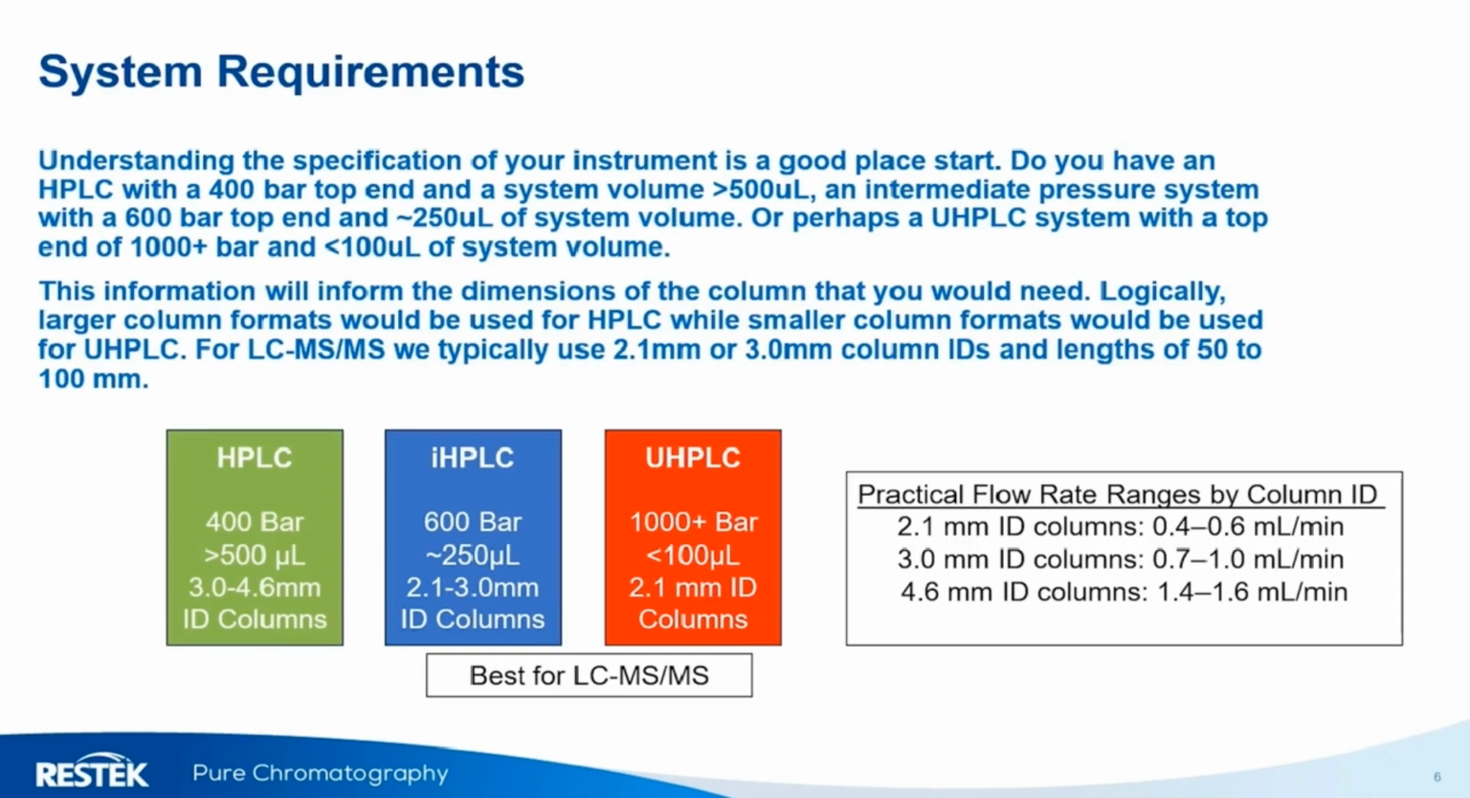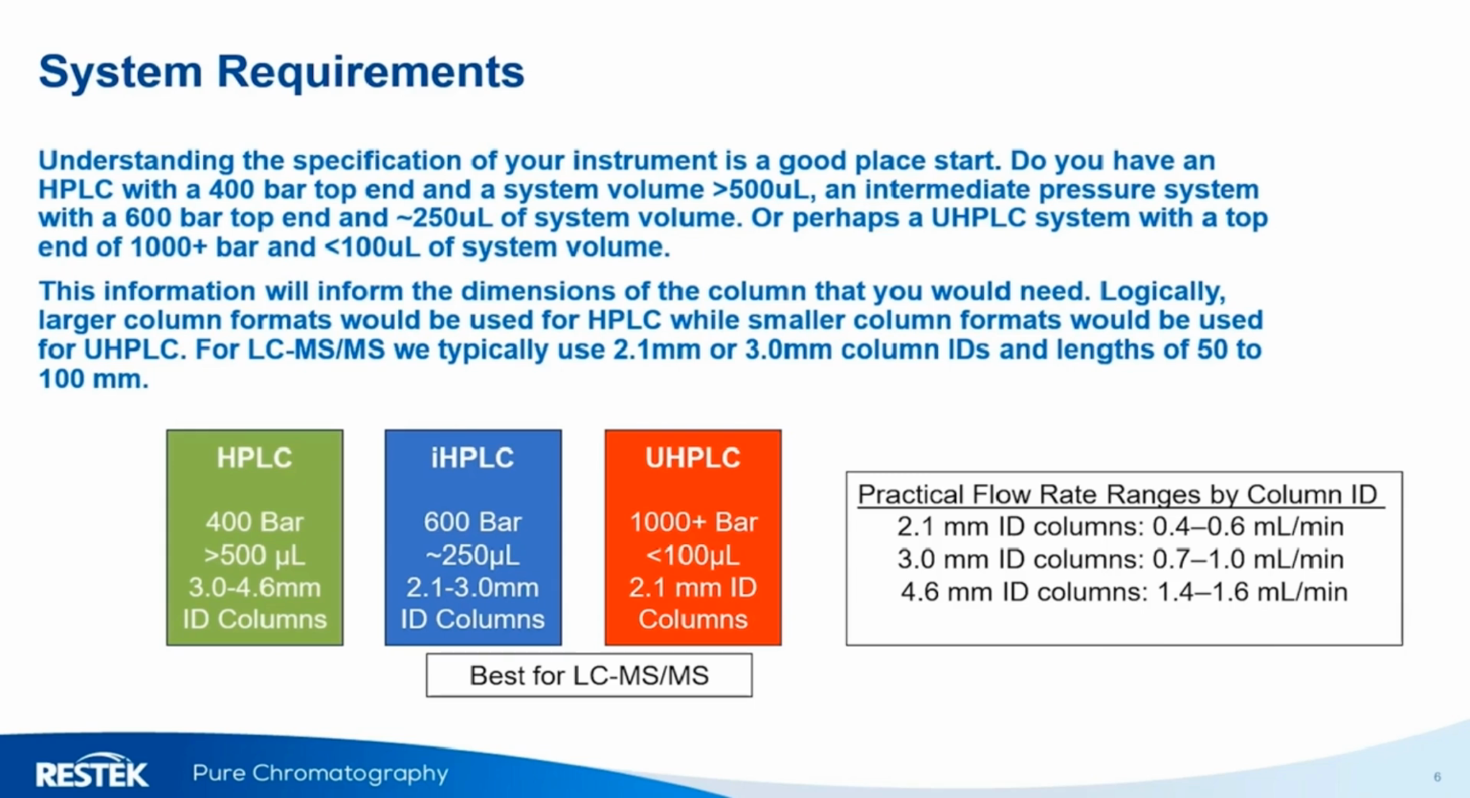Next, it's important to understand the analytical system that you'll be using to develop your method. Understanding the specifications of your instrument is a really good place to start. For instance, do you have an HPLC system? That is a system that has a maximum pressure of about 400 bar, large system volume greater than 500 microliters, and is intended mainly for 3.0 and 4.6 millimeter ID columns.